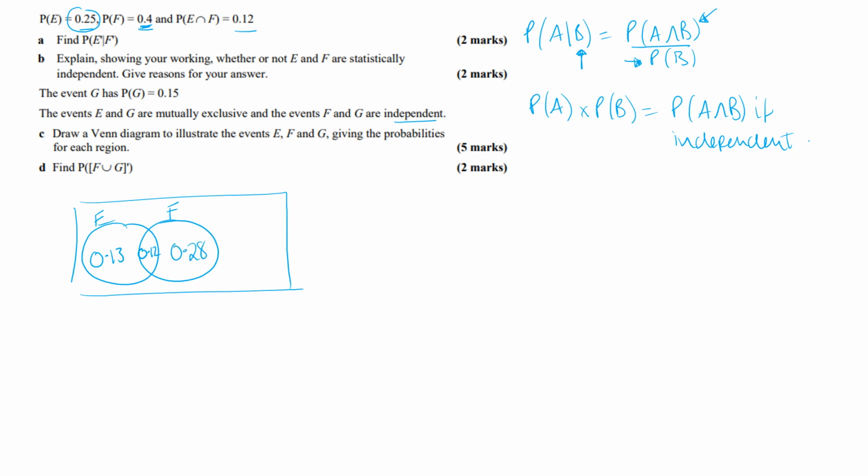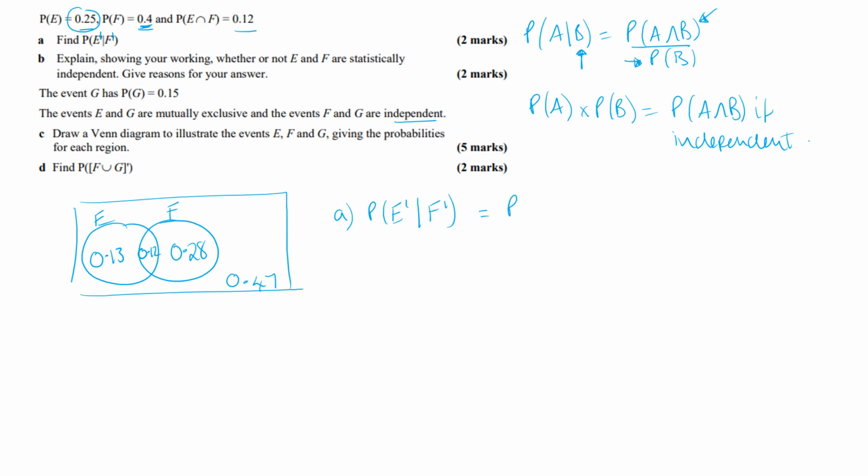0.28. Now if you just look at F's circle, it all adds to 0.4 plus the E bit, that will be 0.53, so on the outside will be 0.47. Now for part A, we're being asked to find out the probability of E dash given F dash. You can't really see those dashes, but there are dashes there.